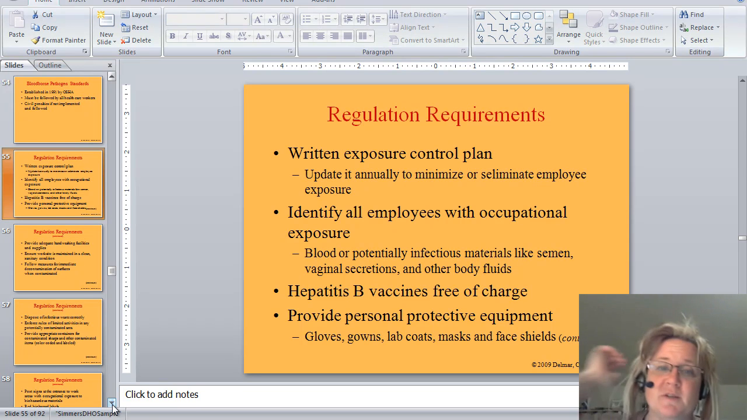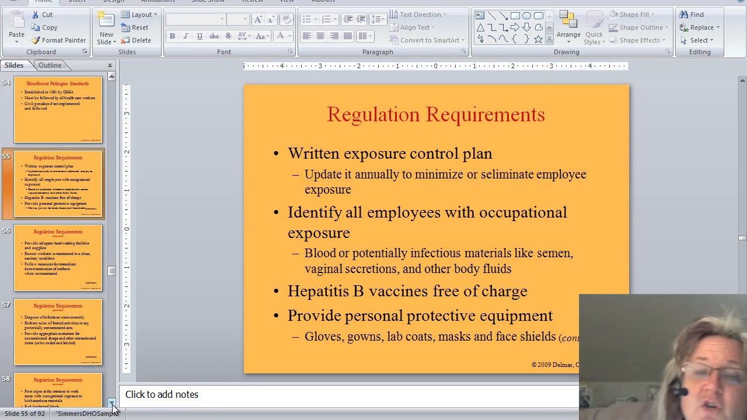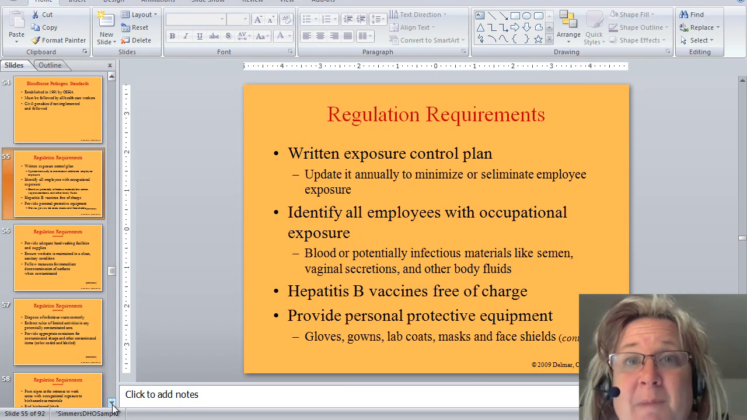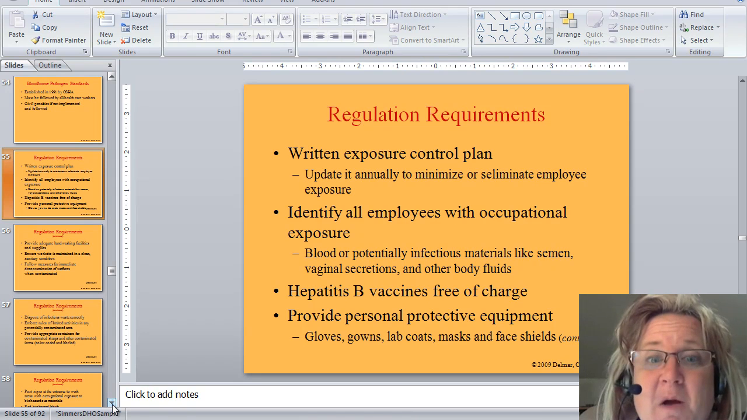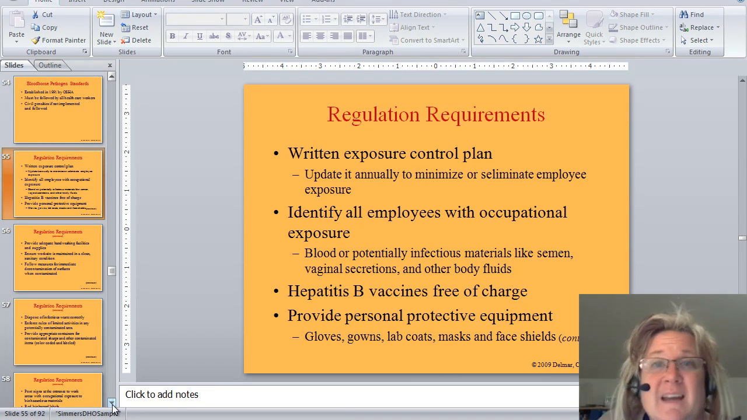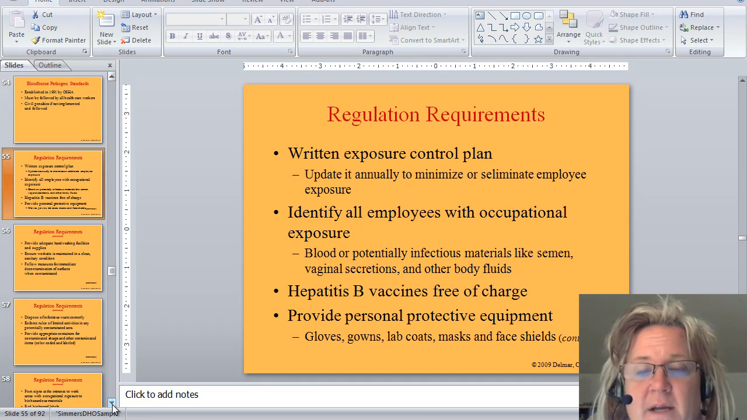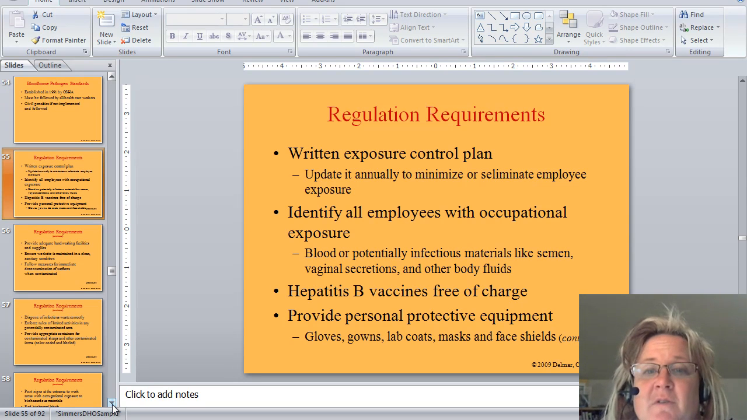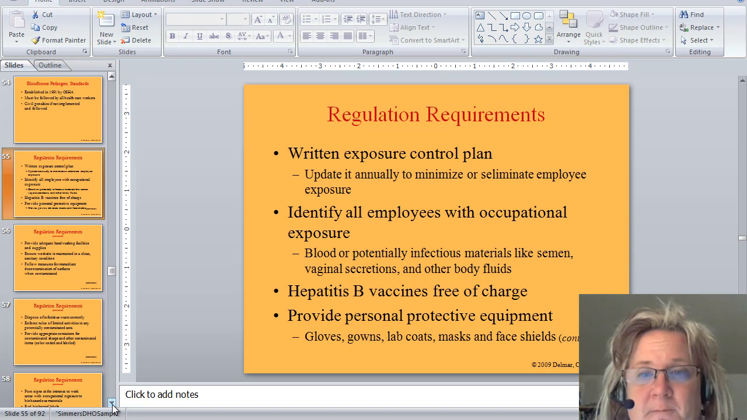Identify all employees with occupational exposures. So that's when you have to write up incident reports. I talked to you one time about how I got poked with a needle and I had to do an incident report. Blood or any other potentially infectious material like semen, vaginal secretions, or any other body fluid. If you've been exposed, then you need to be identified.